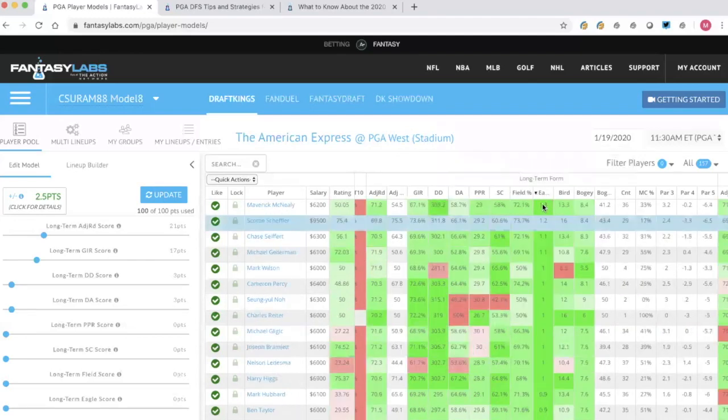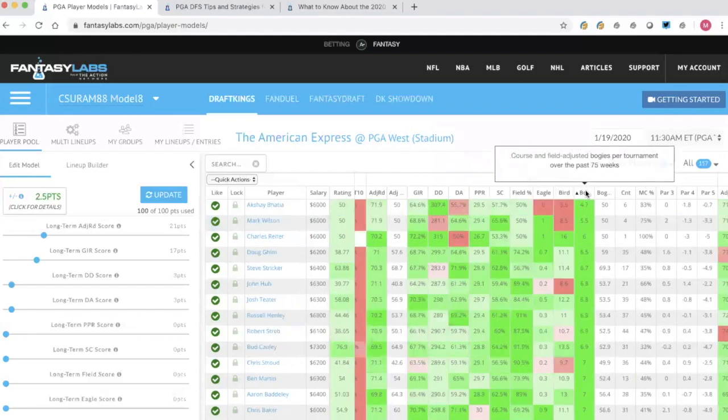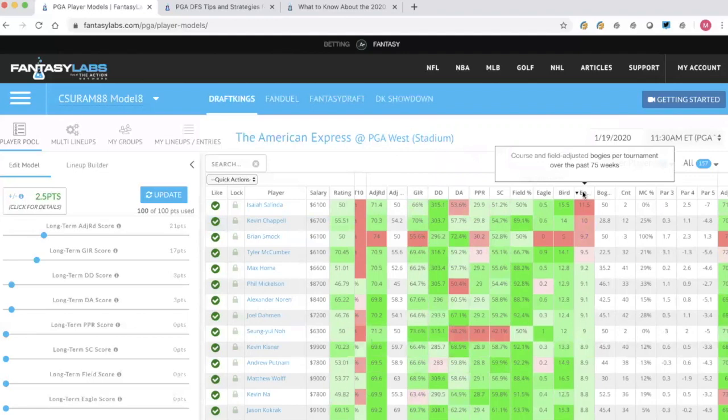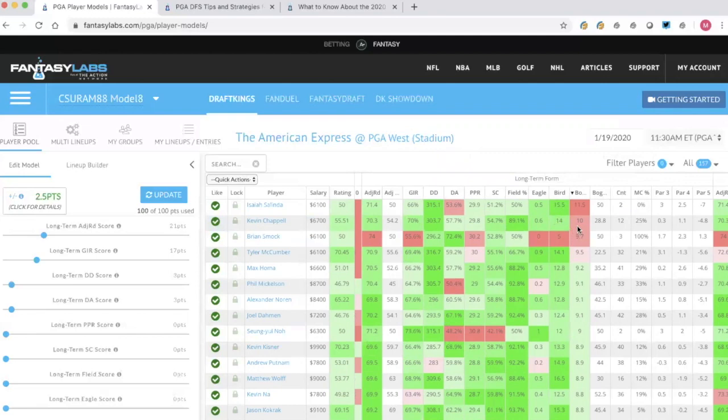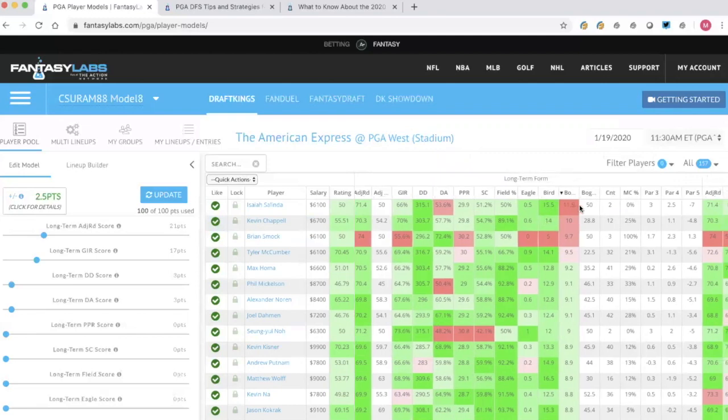Eagle is going to be the number of eagles per round on average. Birdies is the number of birdies. Bogeys is the number of bogeys. Again, birdies and eagles are going to get you fantasy points, so they are important. You don't obviously want guys who are going to be bogey machines as well, because then they're not going to make the cut. They're not going to finish well, but you want guys that can make these scoring numbers in DFS, particularly in tournaments.